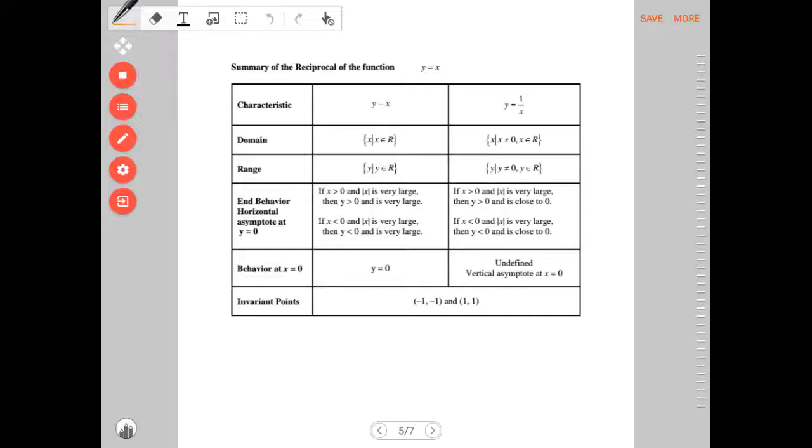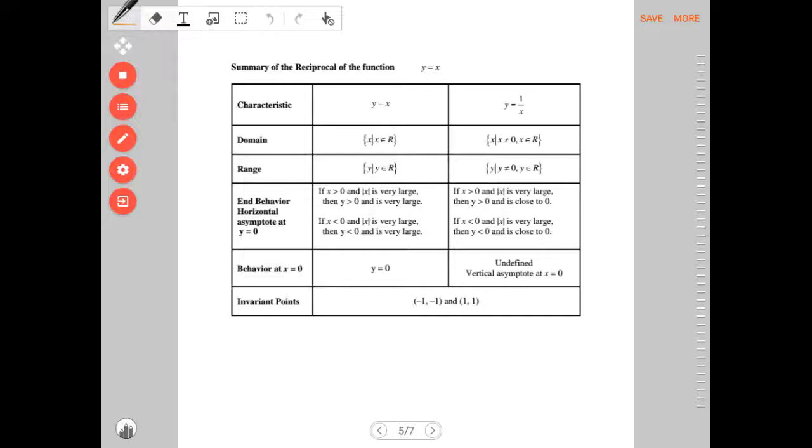So, summary of the reciprocal function. We have y equals x, and y equals 1 over x. Now the domain, of course: x is an element of the reals, y is an element of the reals. For these ones, x is an element of the reals, but x can't be 0. So there's one exception: it's everything but 0. For the range of 1 over x, the reciprocal function, y is everything except 0. Y cannot equal 0.